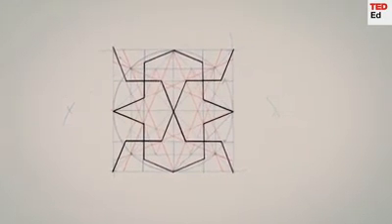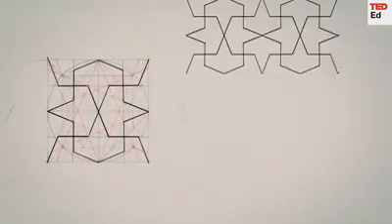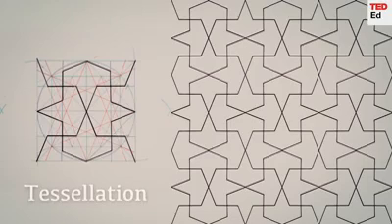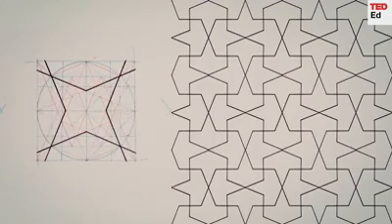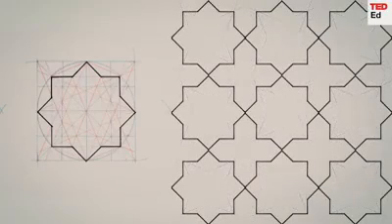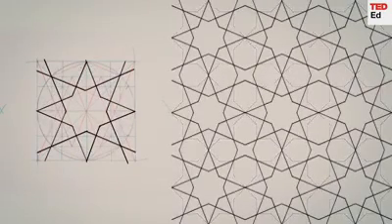And the full pattern finally emerges when we create a grid with many repetitions of this one tile, in a process called tessellation. By choosing a different set of construction lines, we might have created this pattern, or this one. The possibilities are virtually endless.